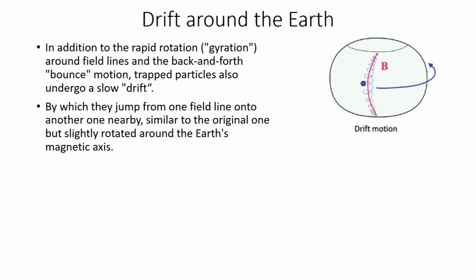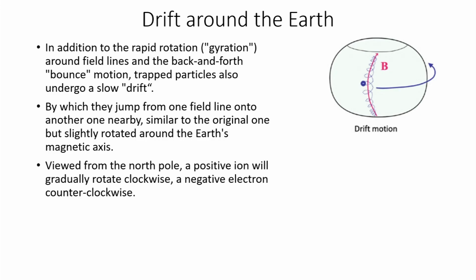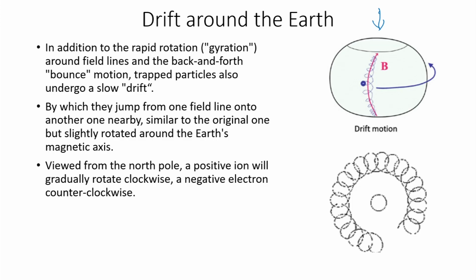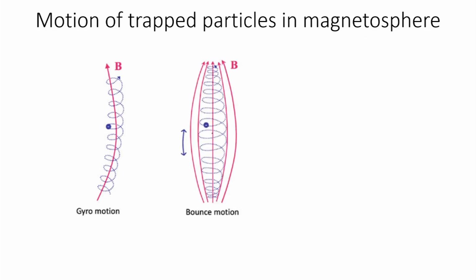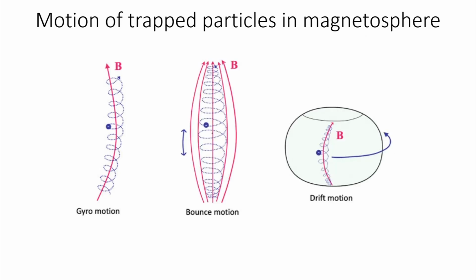Because of this, the particle jumps from one field line to another nearby one, similar to the original but slightly rotated around the Earth's magnetic axis. If you view it from the north side, you will find a picture like this. If you take just a cross section, you will see the field lines become like this. Now, if we summarize these three motions, this is the gyro motion.